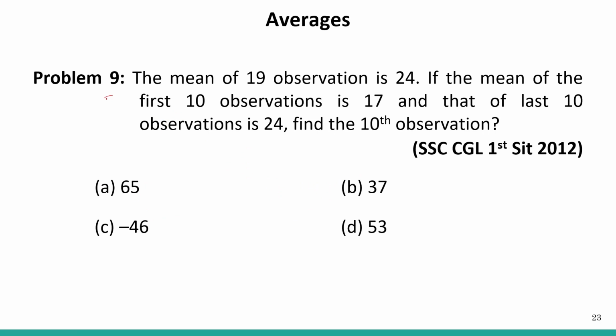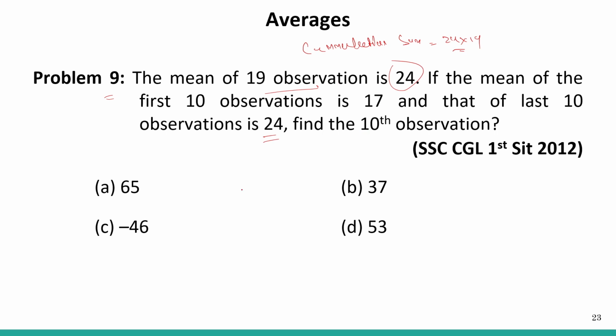So let's see problem number 9. So the mean of 19 observations is 24. Their cumulative sum is equal to what? 24 into 19, right? So the mean of the first 10 observations is 17 and that of the last 10 observations is 24. So find the 10th observation.